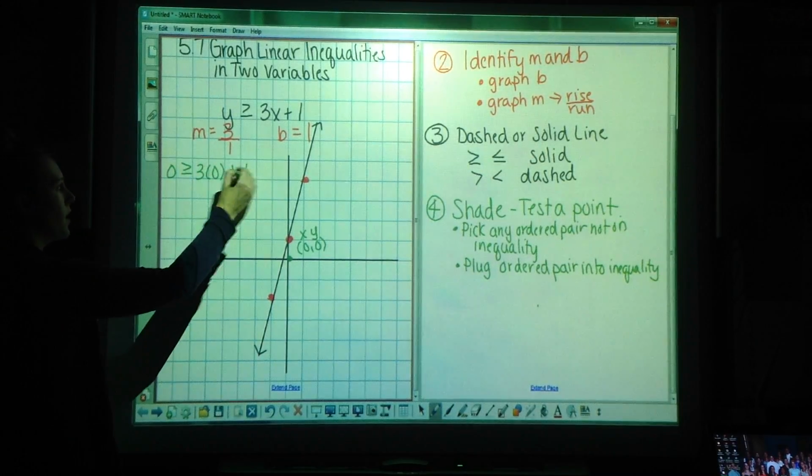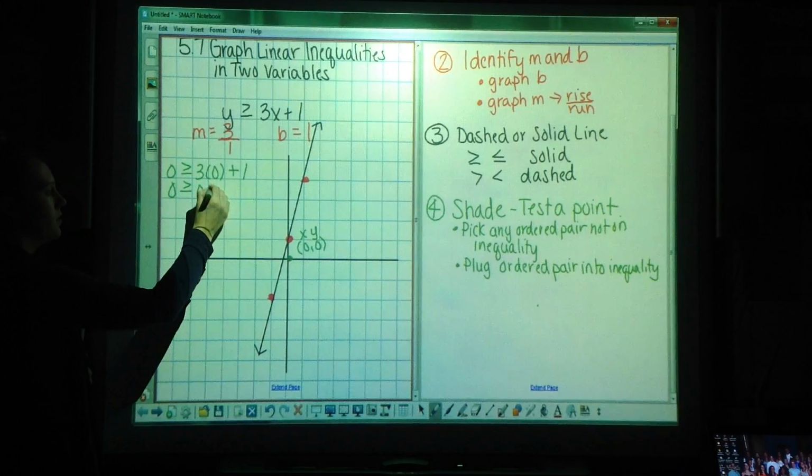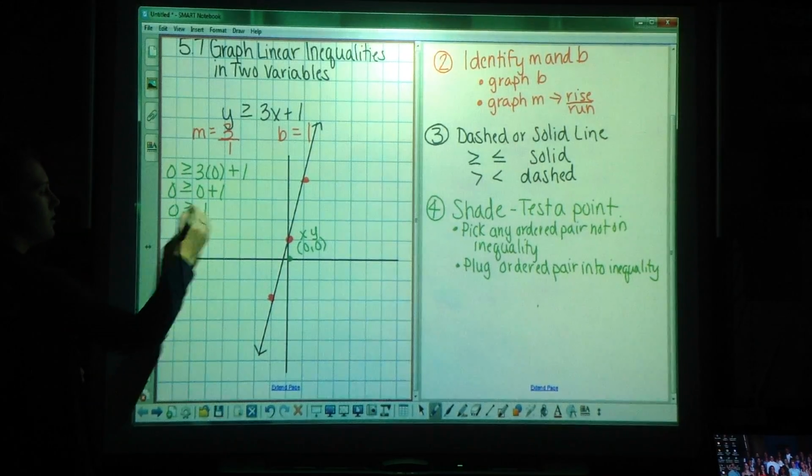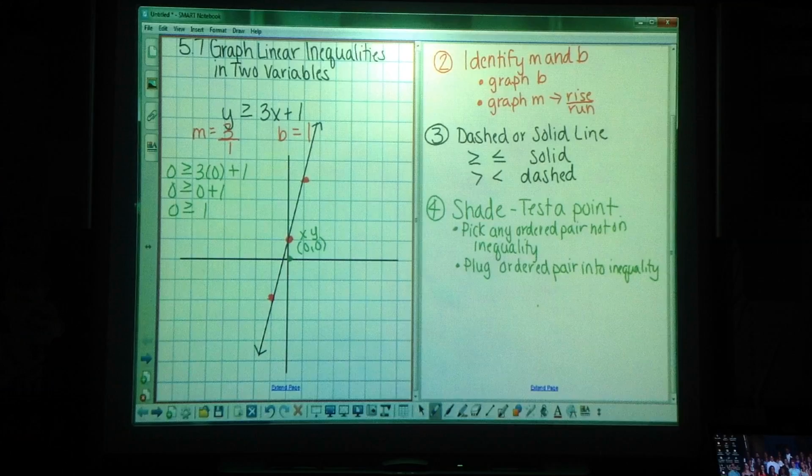3 times 0 plus 1. Okay. So when I solve, I get a false statement. 0 is greater than or equal to 1. This is false.